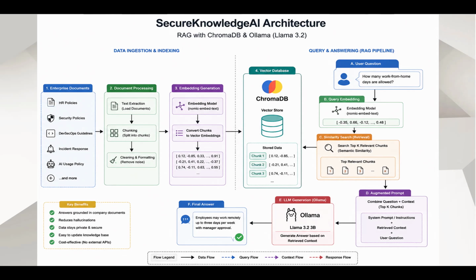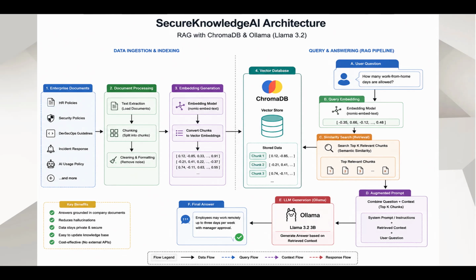Now we have the user queries. If a user asks how many work-from-home days are allowed, the question is converted into an embedding. Then semantic search: ChromaDB searches for similar embeddings, and this retrieves the most relevant document chunks.